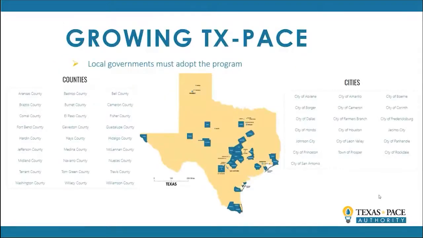As mentioned, the program is growing across the state. It is a local adoption model, which means that while the state enabled the program, cities and counties must also adopt it. As you can see, program adoption covers the major population areas in the state, and around 60% of the population currently live in areas where PACE is live.